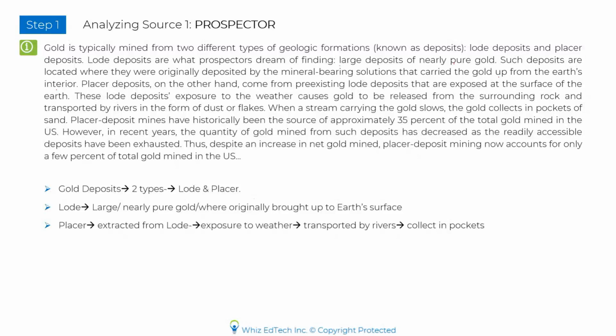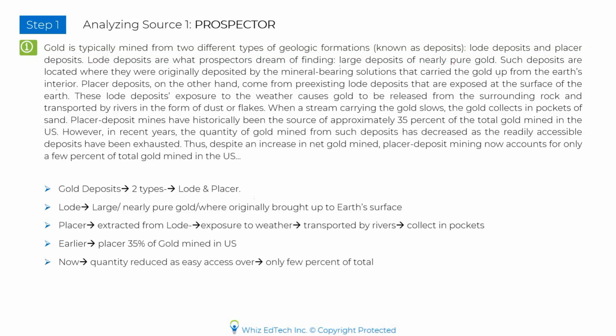All right. Placer deposit mines have historically been the source of 35% of total gold mined in the US. So this is about its historical relevance. However, in recent years, the quantity of gold mined from such deposits has decreased. So I'm like, okay, earlier 35% of gold mined came from placers. Now this has gone down. Okay. Why has it gone down? It has decreased as the readily accessible deposits have been exhausted.